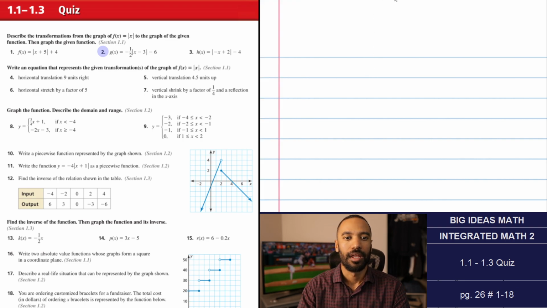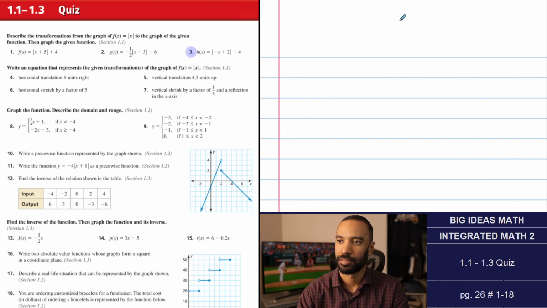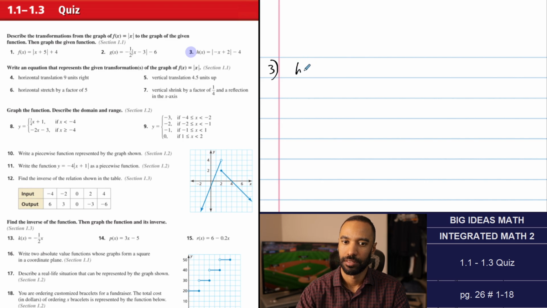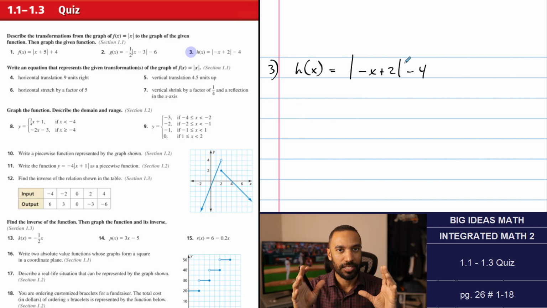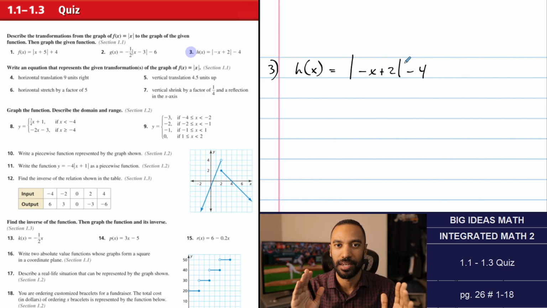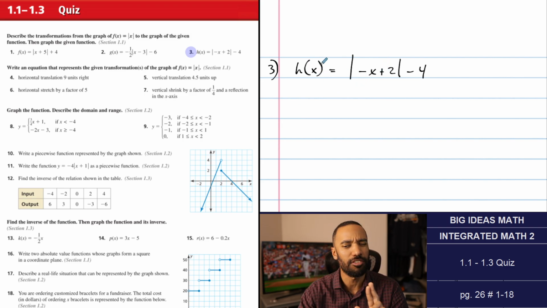Okay. Number 3. h of x equals absolute value of -x plus 2, minus 4. Now you have to be careful with this one because it's not quite in its absolute value form right now, with that absolute value of x minus h bit. This is a negative here, which means that a might not be its true a, or this might not be its true h, and things like that. You have to be very careful.